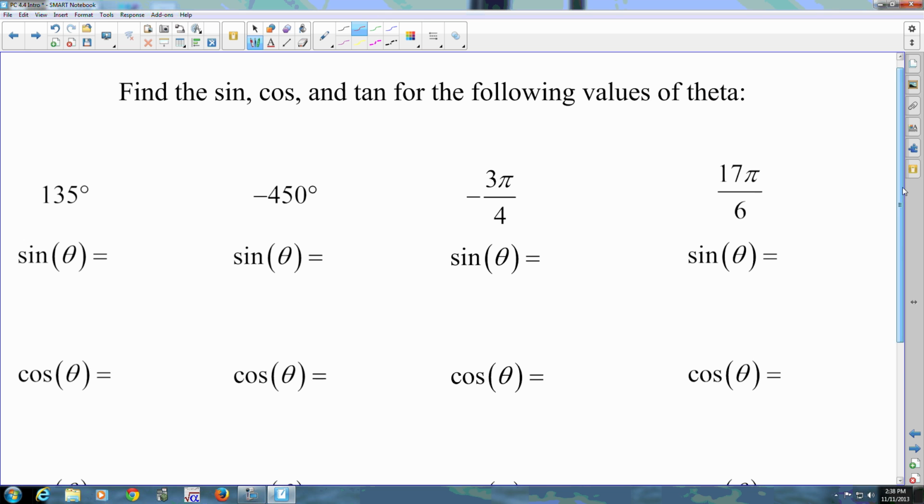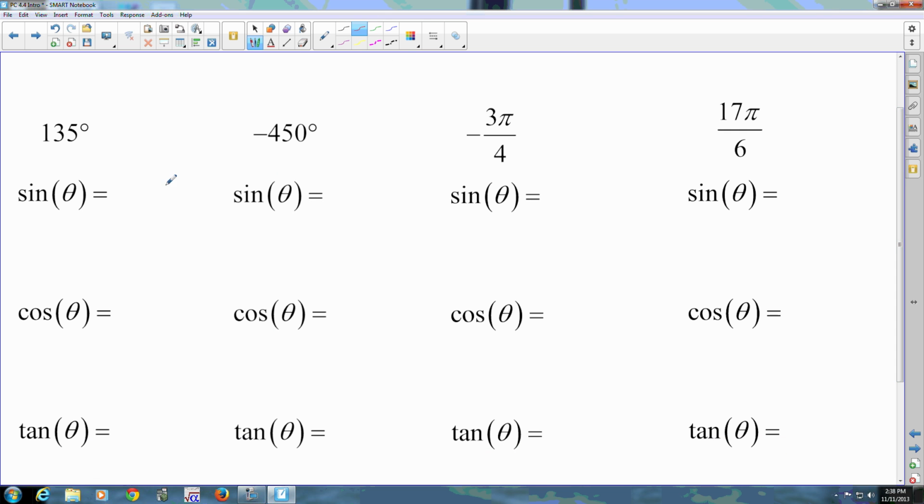Okay. Find the sine, cosine, and tangent for the following values of theta. All this is really saying, guys, is look at the unit circle, and you may have to use its period to do it, and we'll talk about that as we go. 135. So that's the 45 degrees right here. You know that coordinate is negative square root of 2 over 2, square root of 2 over 2. Sine is your y value, square root of 2 over 2. Cosine is your x value, negative square root of 2 over 2.